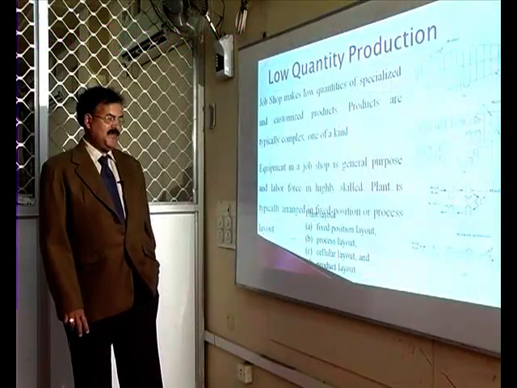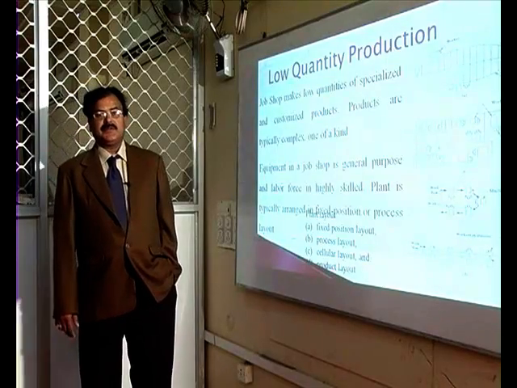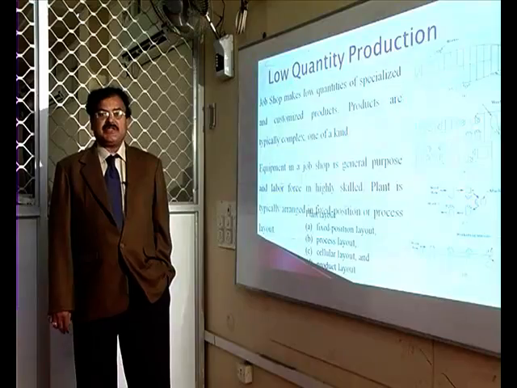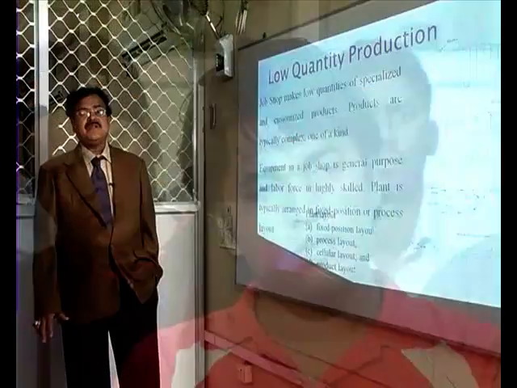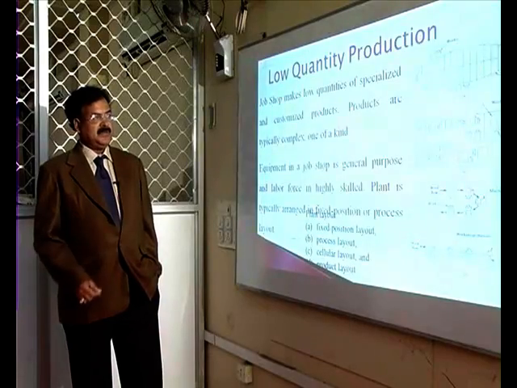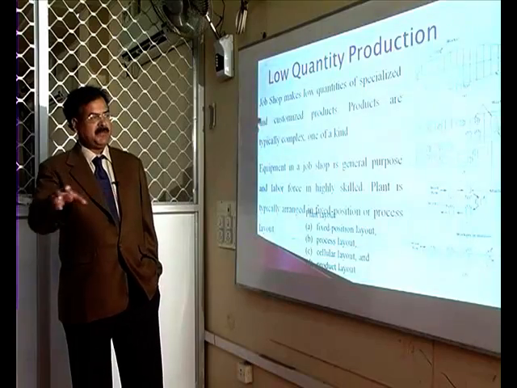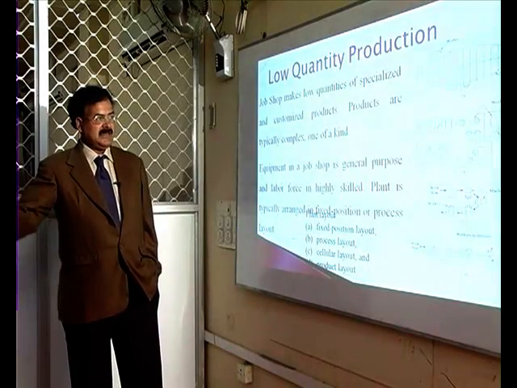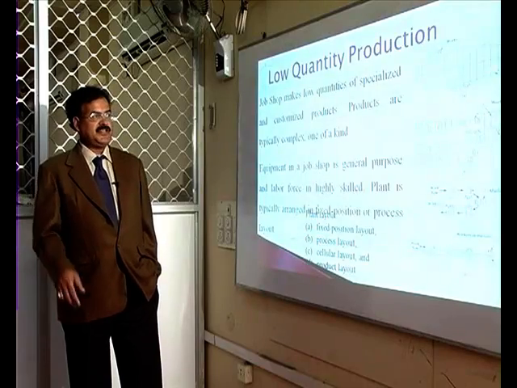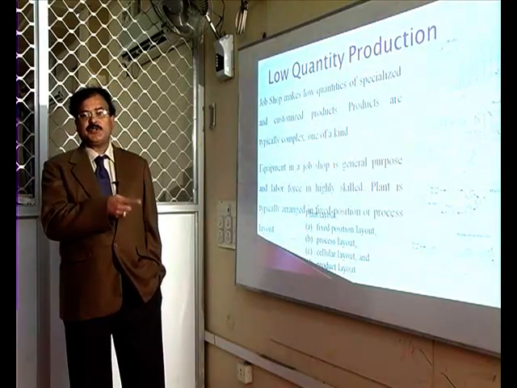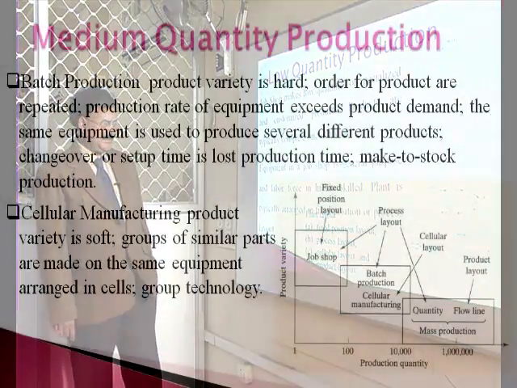The plant is typically arranged in a fixed position or process layout. We can see that those layouts are fixed production layout, that is a ship or a satellite or an aircraft manufacturing comes under fixed production layout system. And in a job shop, you can see this is a process layout where all same type of machines are kept in one place, and likewise the different machines are arranged in different places. This is also suitable for job shop kind of production systems.